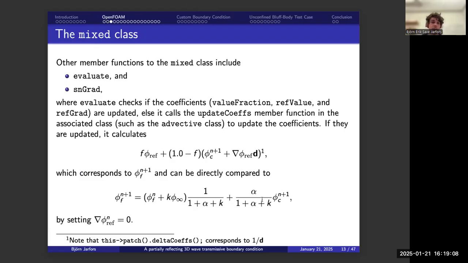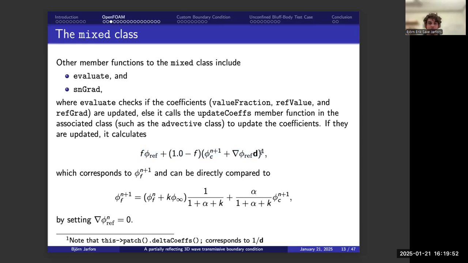Other functions in the mixed class include evaluate and snGrad. There you also have some mapping functions there, but I will not go through them. But evaluate is an extremely important member function in this class because it checks if the coefficients are updated or not. And if they're not updated, it will call upon the member function update coefs, which is in the associated class, such as the advective class, to actually update the coefficients. And if they are updated, it will calculate this equation here.